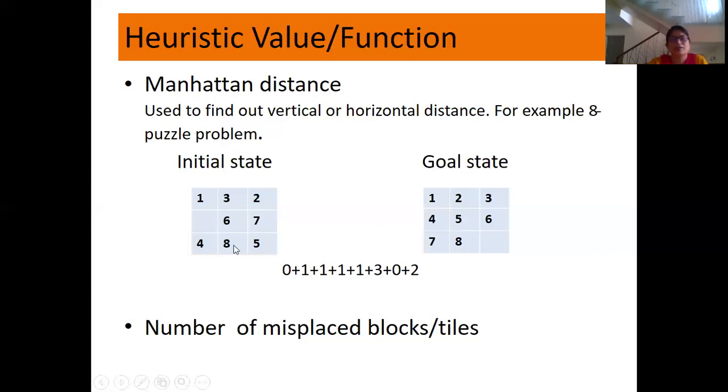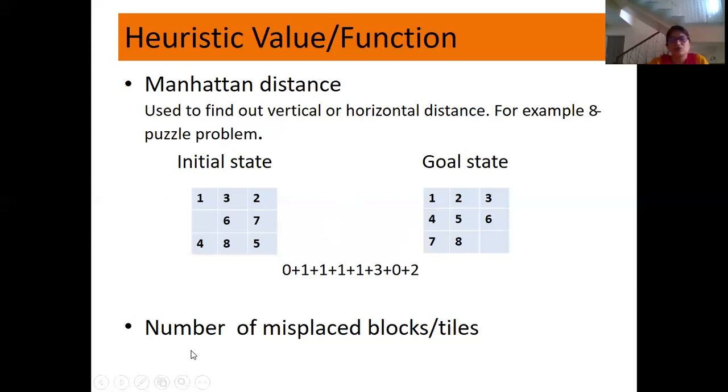Next you have 8. 8 is already at its goal state, so no movements are required. So it is 0. When you look at 5, 5 is here, but its goal state is here. So how many moves are required? 5 needs to be moved up, that is 1 vertical movement, and 1 horizontal movement, that is 2. So in this way you can also solve the 8 puzzle problem, where you find out the Manhattan distance between the initial state and the goal state, and accordingly you select the next step. So the total of this will give you the Manhattan distance.